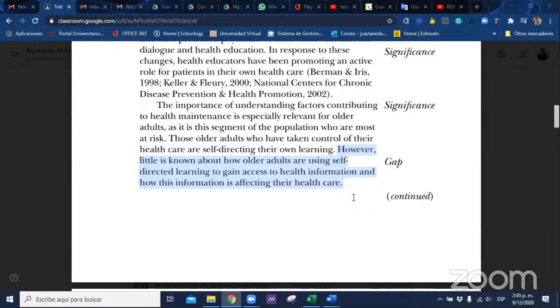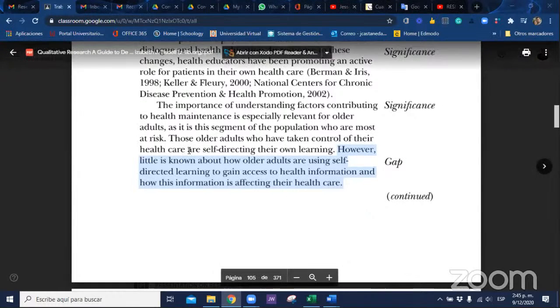They want to know information about health access and how it is affecting the healthcare. So there is no lack there, there is no deficiency there. There is like a gap in terms of information about this topic. And that's qualitative, a gap based on information, a gap of information about something, right?